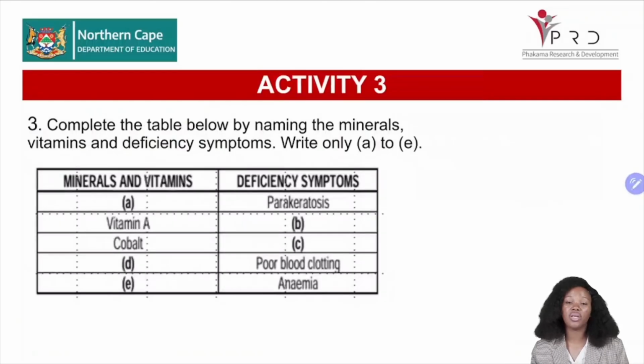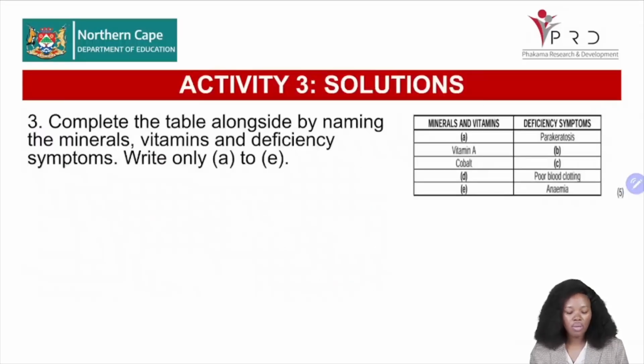Right, welcome back, learners. Now let us look at our activity 3 of the day based on revision on feed components. Remember examination tips: read the caption or the heading. You already know that. Complete the table below by naming the mineral, vitamin, and deficiency symptoms. Remember, I told you, functions and deficiency symptoms, you must know these things, right? Write only A to E. You provide answers from A to E. Now, complete the table alongside by naming the mineral, vitamins, and deficiency symptoms.